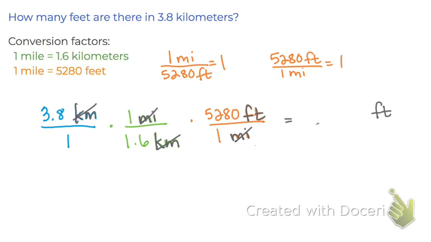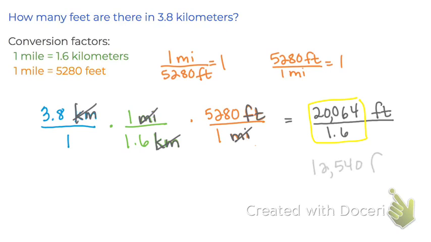So now let's go through and multiply our numbers. Let's multiply all of our numerators, the top numbers, and let's multiply our denominators. So that is just 1.6. And now let's simplify this a bit. Let's look at this fraction here and divide that. And when we do that, we're left with 12,540 feet.